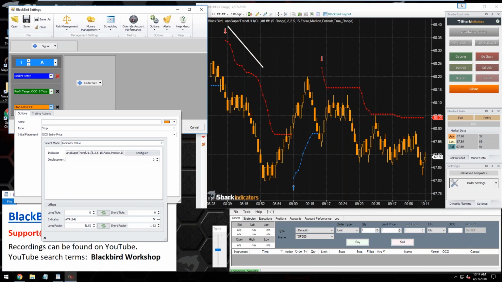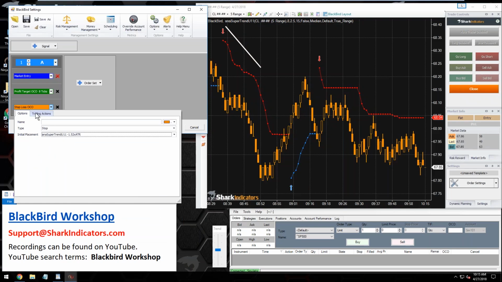And just remember, for a long trade, your stop loss is always below your entry, so it's always a negative number. So always remember to use a negative value there. So that's it. That's how you get an ATR offset from any kind of indicator you want to use for your trailing stop loss. All right, now that sets the initial placement.